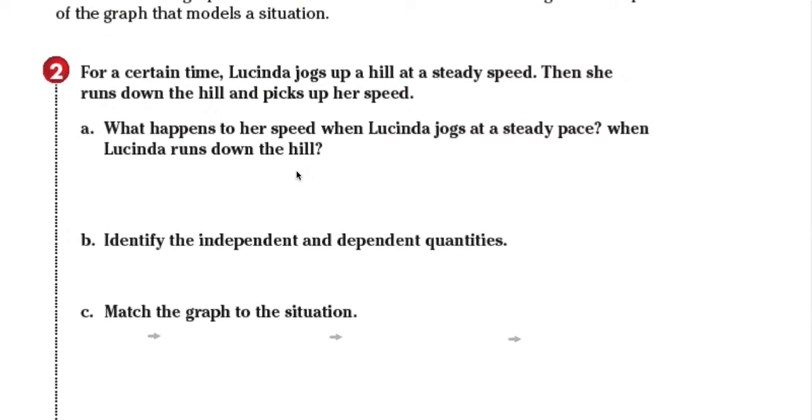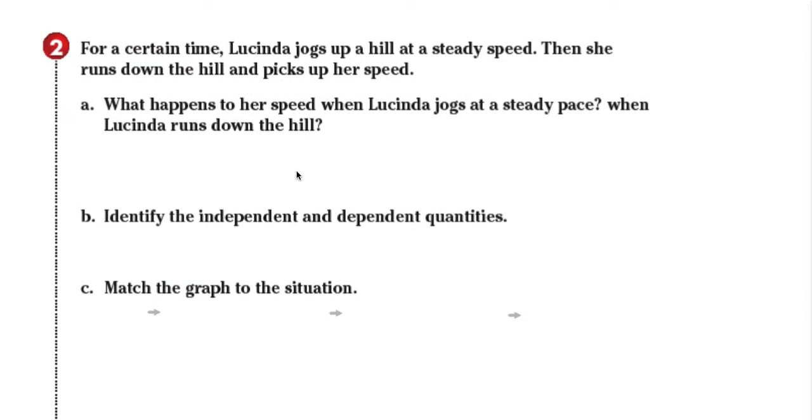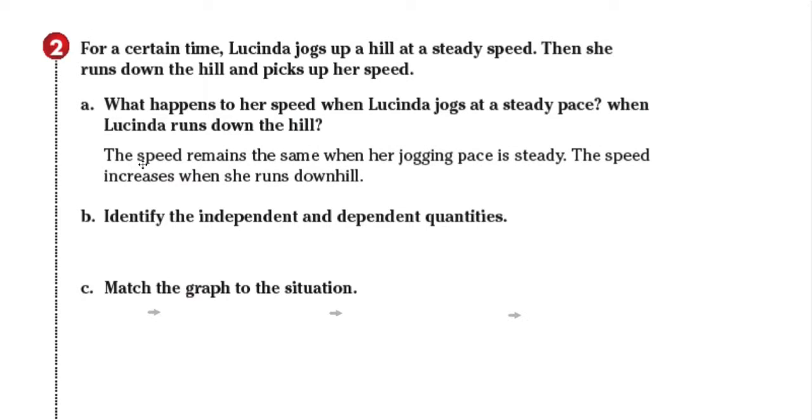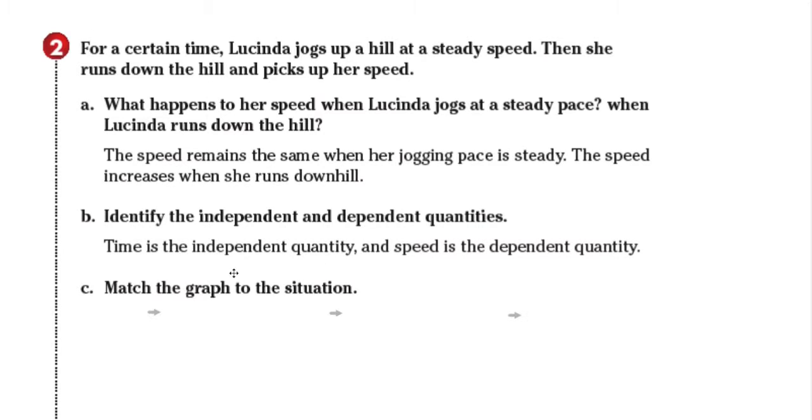Lucinda jogs up a hill at a steady speed. Then she runs down a hill and picks up her speed. What happens to her speed when Lucinda jogs at a steady pace? When Lucinda runs down the hill, the speed remains the same when her jogging pace is steady. The speed increases when she runs downhill. That's exactly what happens in Lucinda's situation. The independent quantity is time, and the dependent quantity is speed.